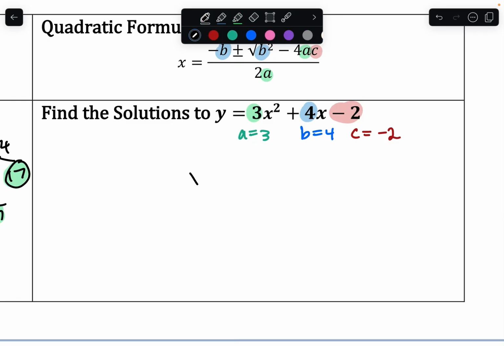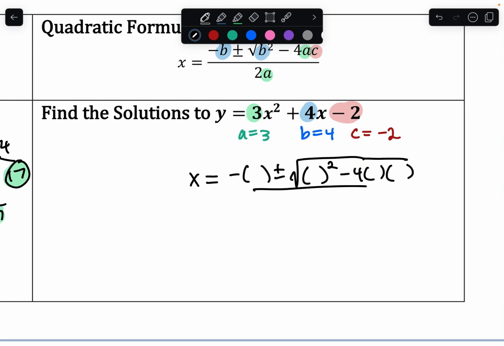Okay, and so let's plug those in. X equals negative B plus or minus the square root of B squared minus 4AC, all over 2A. Okay, and so B goes in 2 places, and then A goes in 2 places, and C goes in 1 place.